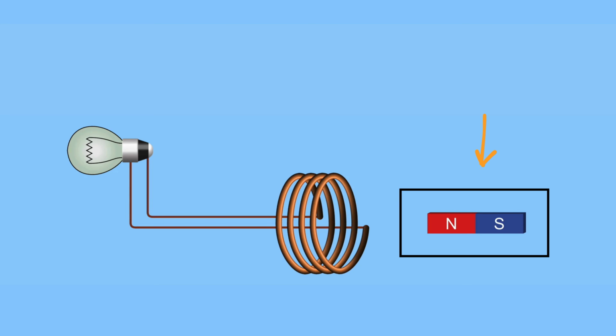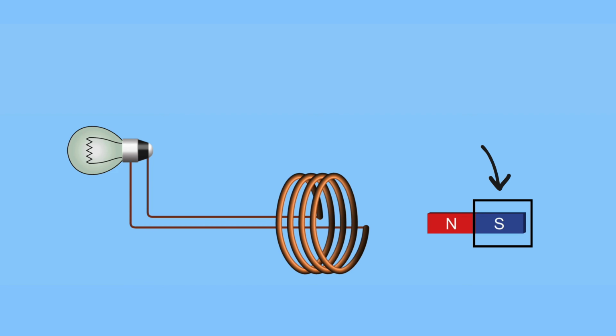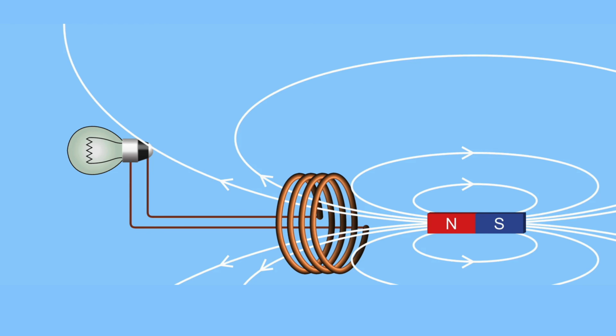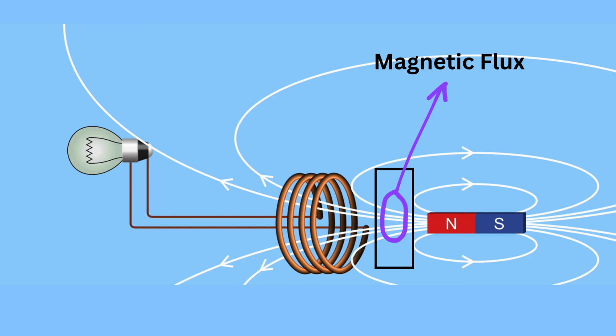This is a magnet. Each magnet has two ends, called the North Pole and the South Pole, and around it there is an invisible magnetic field that can attract or repel certain materials. Magnetic flux simply tells us how much magnetic field is passing through a given area or surface, or how strongly a magnetic field crosses or cuts through a region.